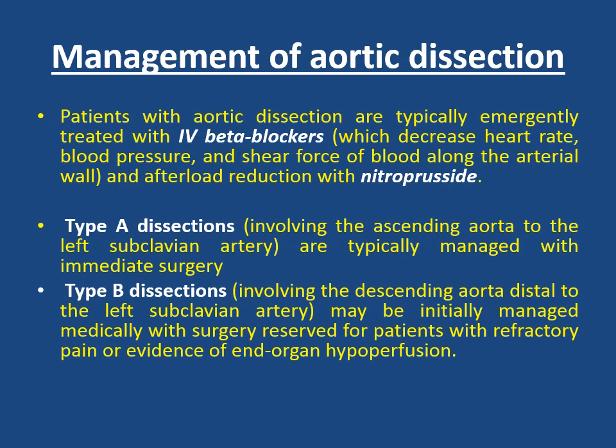How to manage aortic dissection? Patients with aortic dissection are typically emergently treated with an intravenous beta blocker to decrease the heart rate, blood pressure, and the shear force of the blood along the arterial wall, together with nitroprusside to result in afterload reduction. Type A aortic dissection, which involves the ascending aorta, should be referred for urgent surgery, while type B aortic dissection, which doesn't involve the ascending aorta, may be initially managed medically, and surgery should be reserved for patients with refractory pain or evidence of end-organ hypoperfusion.